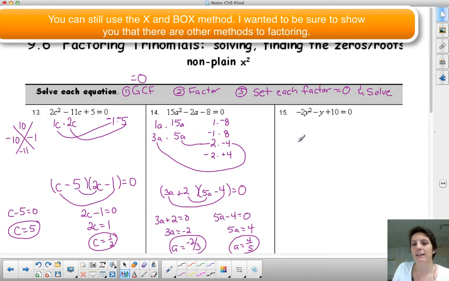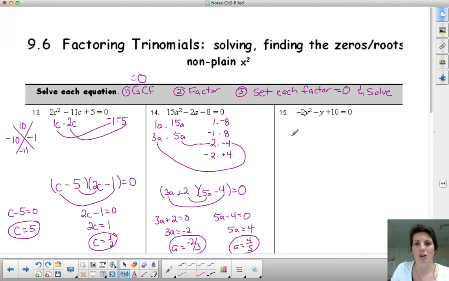Let's talk about number 15, and this one I'll do with an X and a box so that you can see that work with solving, since I haven't done one with solving an X and a box. So we start with, is it equal to 0? Yes. Can I pull out a greatest common factor? I have a leading negative, so I'm always going to want to pull that leading negative out. So if it's a negative 2, great. But if it's not, then I have to pull out a negative 1. So this problem is just a greatest common factor of negative 1, leaving me with 2y squared plus y minus 10 equal to 0.